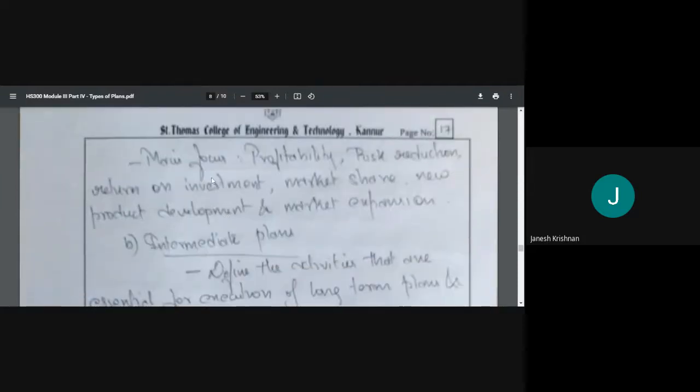What is the focus? A long-term plan focuses on profitability. How profitable is our idea. Then risk reduction. How to reduce our risk. Okay. Then return on investment. The return on investment means, see, I am investing 1,000 rupees and I am getting a return of 10,000 rupees. Okay. That's one. Same way, I am investing 10 lakh rupees and I am getting a return of 10 lakh 10,000 rupees. But which is better? Okay. Obviously, investing 1,000 and getting 10,000 is better because 10 lakh is a huge amount.